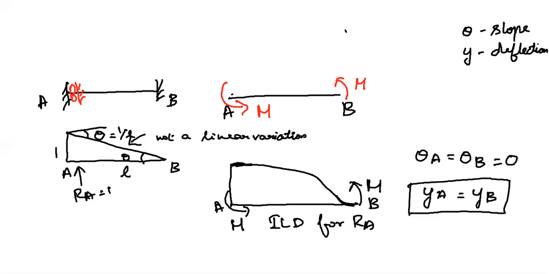Now what I am going to do is consider one section. This is not exactly the influence line diagram; this is the influence line diagram to some scale. I'm taking one section XX at a distance of X from the left support.